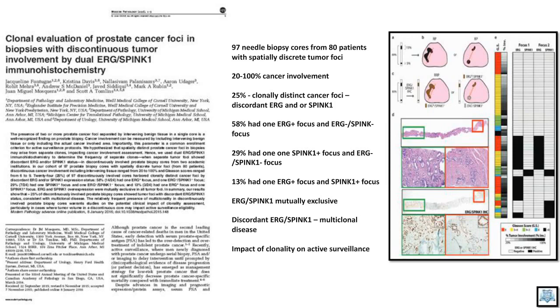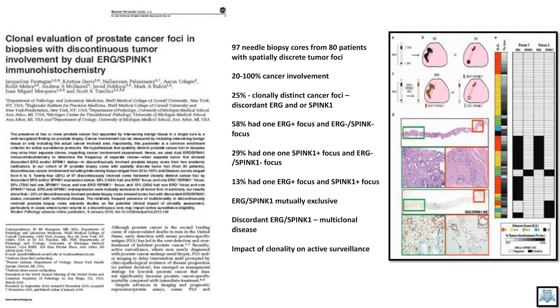So for that reason, when we did a study using only ERG and SPINK1 by dual immunohistochemistry, we were able to demonstrate that about 13% of the needle biopsies had one ERG-positive focus and one SPINK1-positive focus. So the two are not the same. You'll see one tumor is positive for ERG and the other tumor is positive for SPINK1.